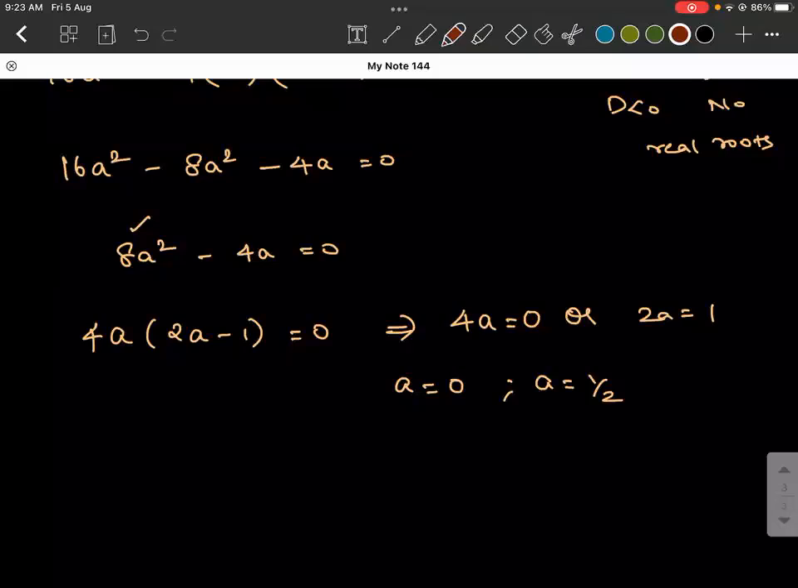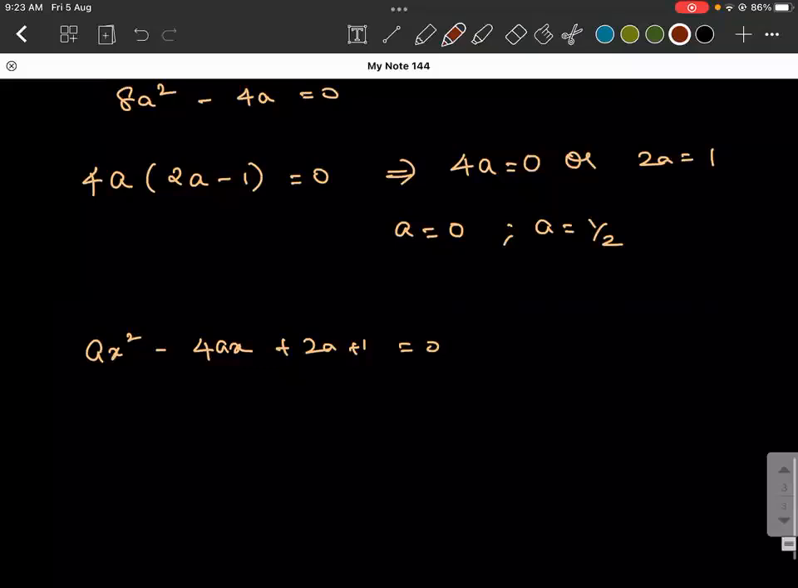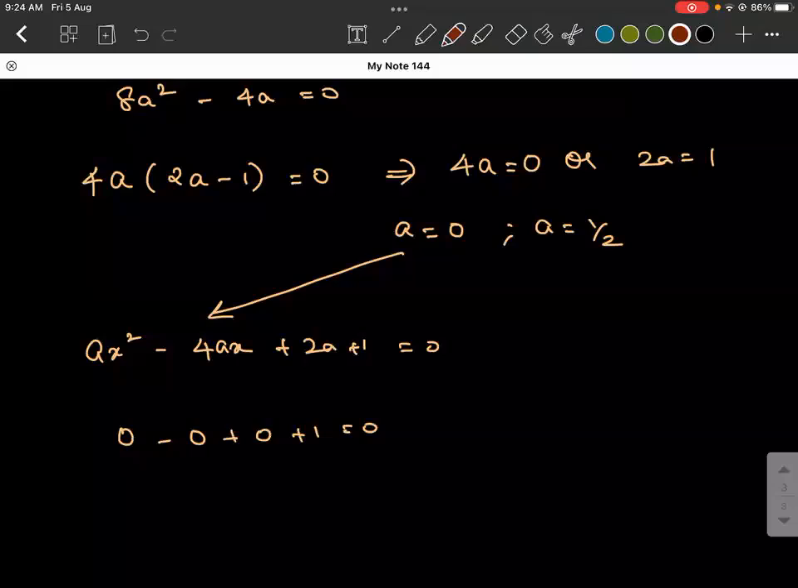Both options cannot be correct, no? So if you observe the question, this is where the tricky part is. If you observe the question, ax square minus 4ax plus 2a plus 1 is equal to 0 is there, no? If I put a is equal to 0 here, then what will this quadratic equation become? 0 minus 0 plus 0 plus 1 is equal to 0. So it's not a quadratic equation at all. So a is equal to 0 does not make the quadratic equation exist.